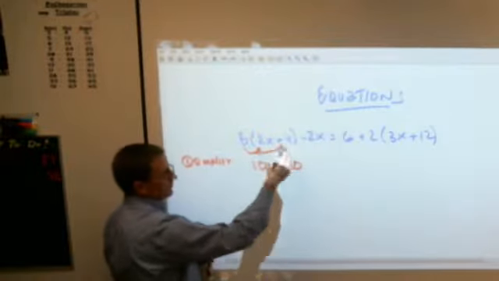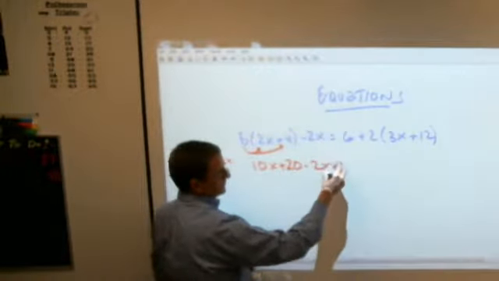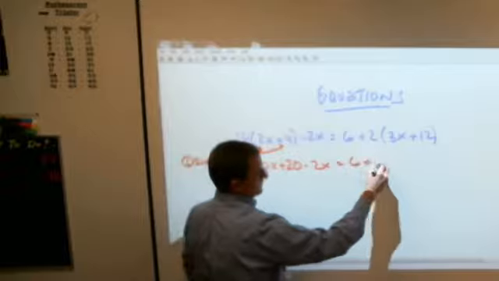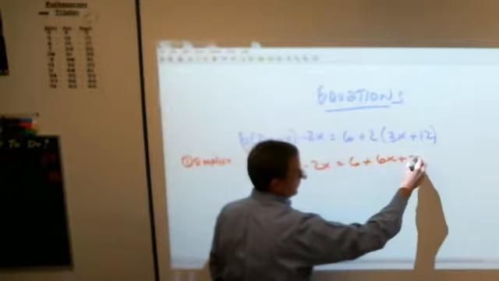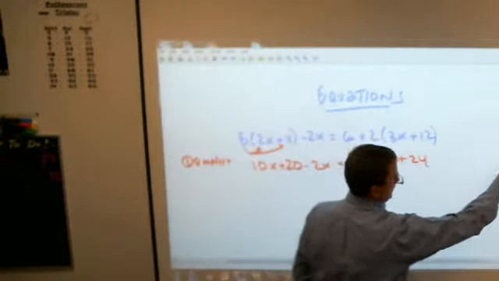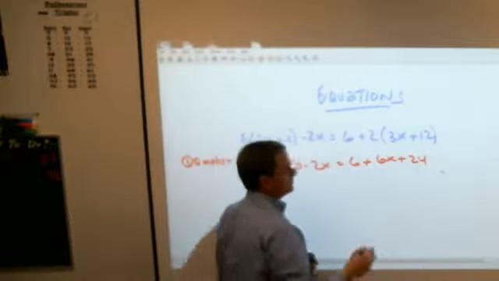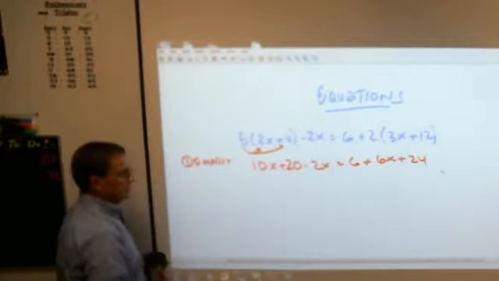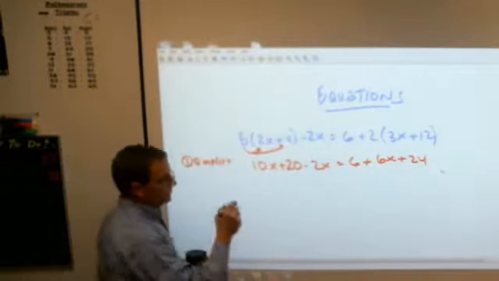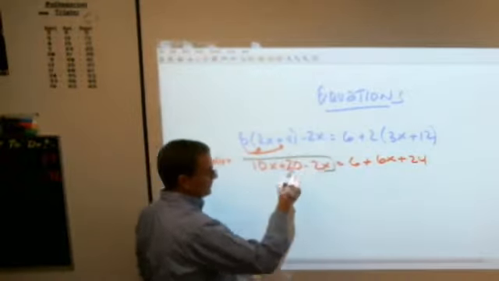I've distributed out both of those. Minus 2x equals 6 plus 6x plus 24. Stop me there if that didn't make any sense. Distributive property got rid of the parentheses. Then the next thing you'd have to do is, can you combine stuff on either one of these sides?